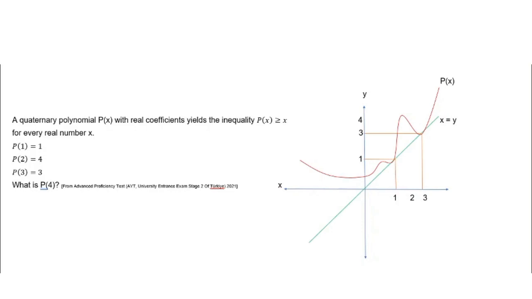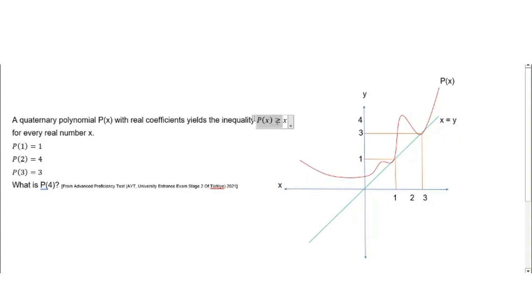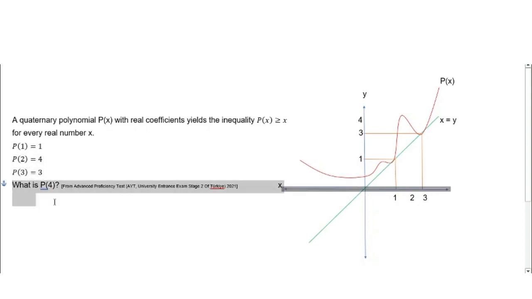By the way, this graph is not in the original question. I drew this graph to solve the question more easily, and I will explain how I drew it as I progress through the question. So here we go. A quaternary polynomial P(x) with real coefficients satisfies the inequality P(x) is greater than or equal to x for every real number x. P(1) equals 1, P(2) equals 4, P(3) equals 3. What is P(4)?